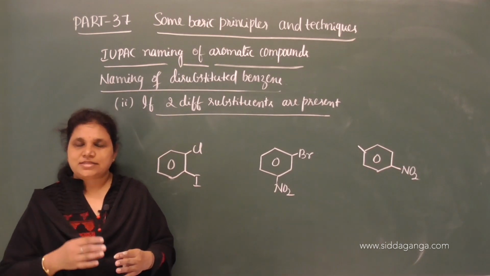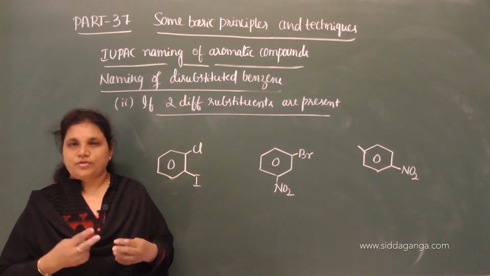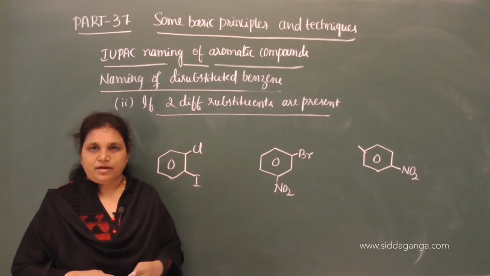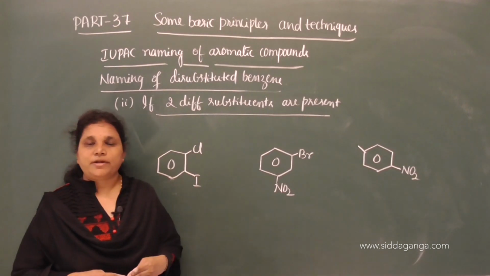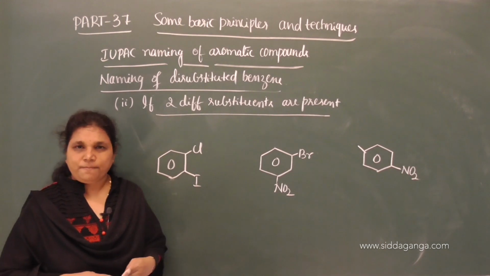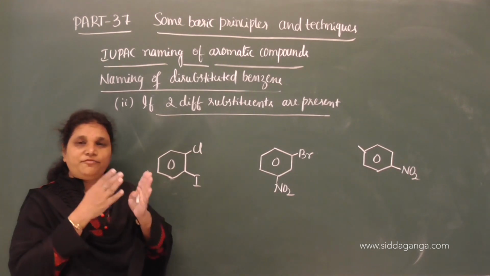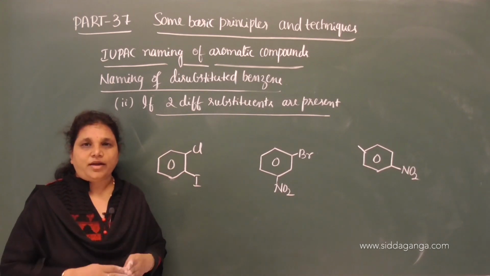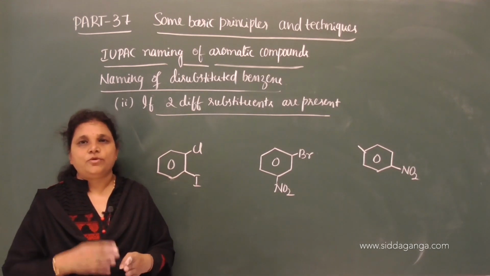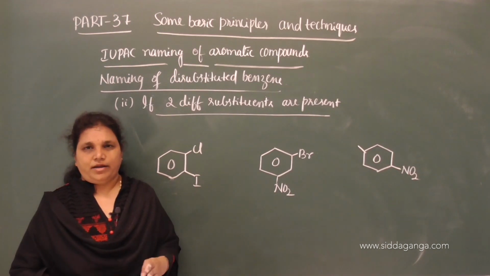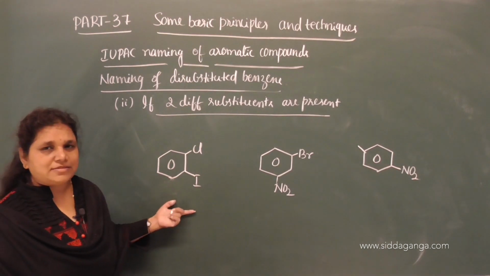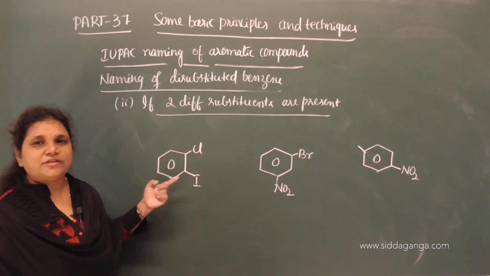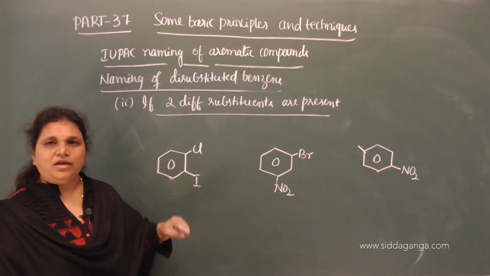If they are on the adjacent carbon atoms, we have to use ortho, and if they are on the alternate carbon atoms, then we have to use meta. If they are on the opposite carbon atoms, then we have to use para. Clear? But after that prefix ortho, meta, para, we need to arrange the names of the substituent groups according to alphabetical order. Similarly, in the IUPAC system, we have to use the alphabetical order of the names of the substituent groups along with the locants.